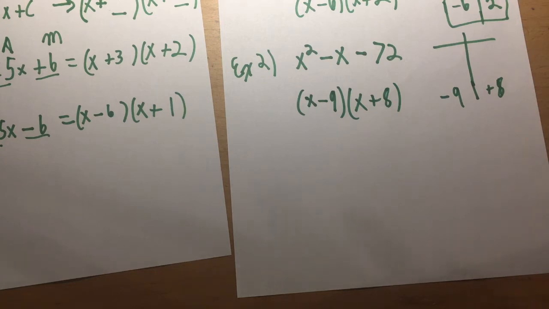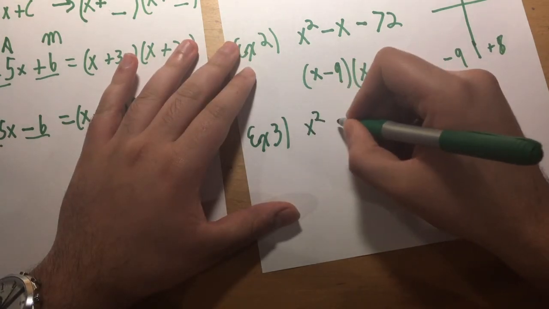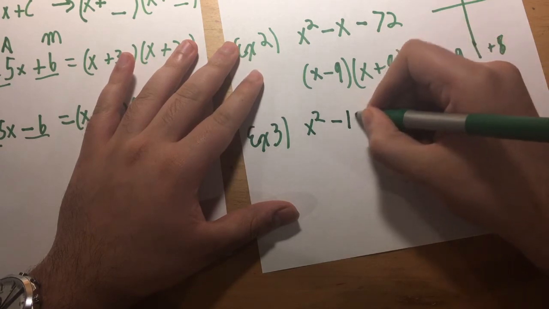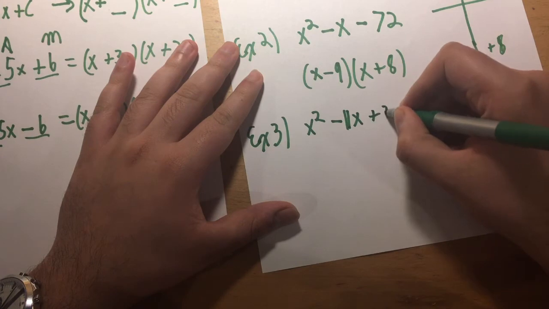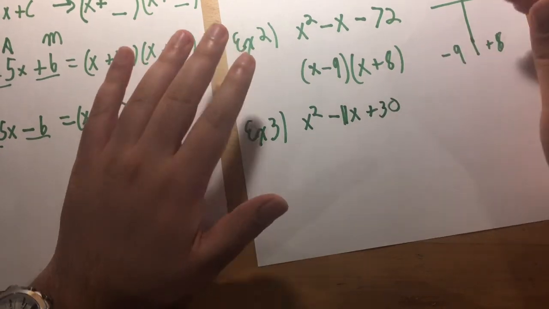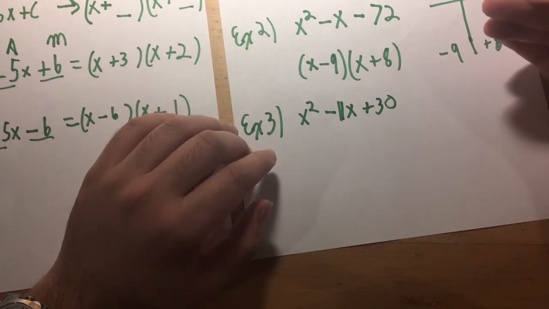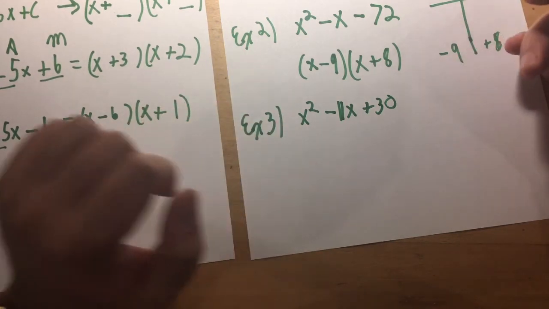And we'll go through a few more examples. Let's do x squared minus 11x plus 30. All right, so something like this might be trickier. You see a positive 30, and a lot of people will assume, positive numbers, right?